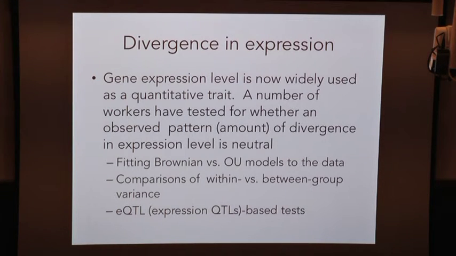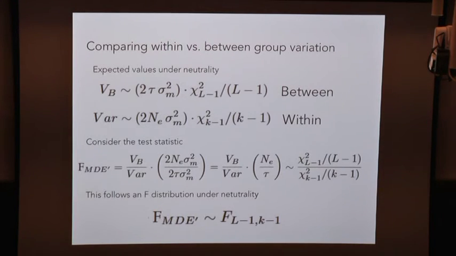The last thing is let's then apply these to divergence. So as I mentioned, gene expression is a very popular trait. I already told you about Ornstein-Uhlenbeck versus Brownian Motion models. Here are 2 other approaches you can use, comparing the within versus between group variance. And again, all the details and references for these are in that chapter I gave you.